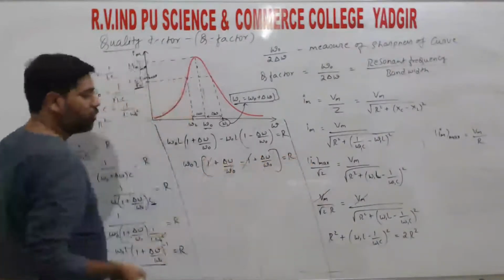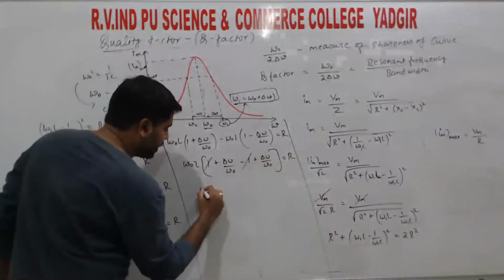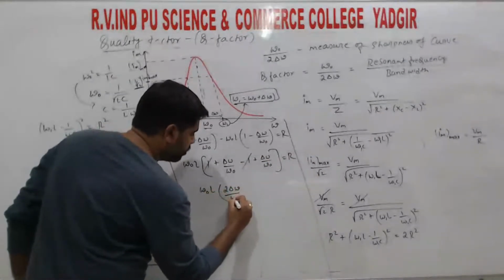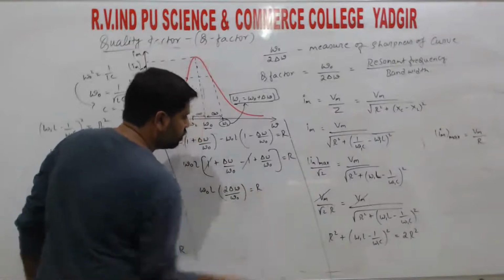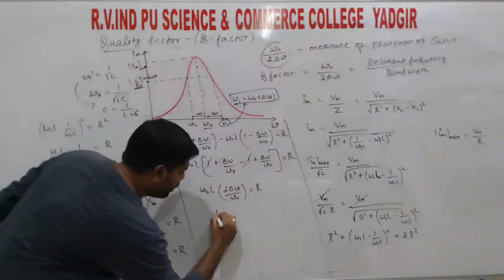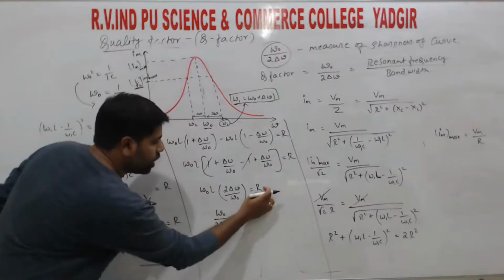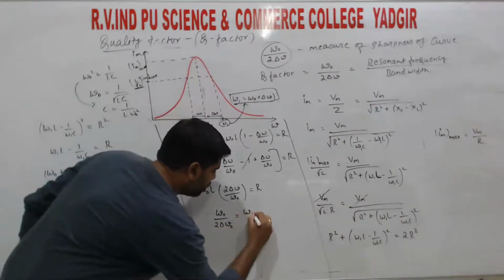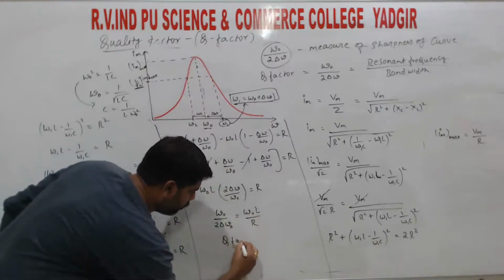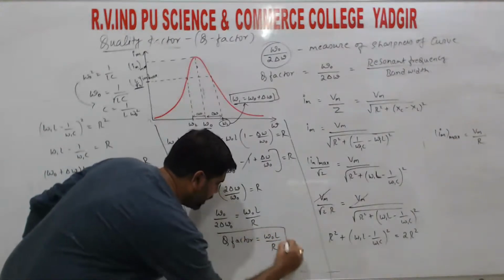So the plus 1 and minus 1 get cancelled. We can write this as 2 delta omega by omega naught, that is equal to R. So we need omega naught by 2 delta omega, which we can replace. Shifting this to the RHS, we get omega naught L divided by R. This we call the Q factor. So Q factor is equal to omega naught L divided by R.